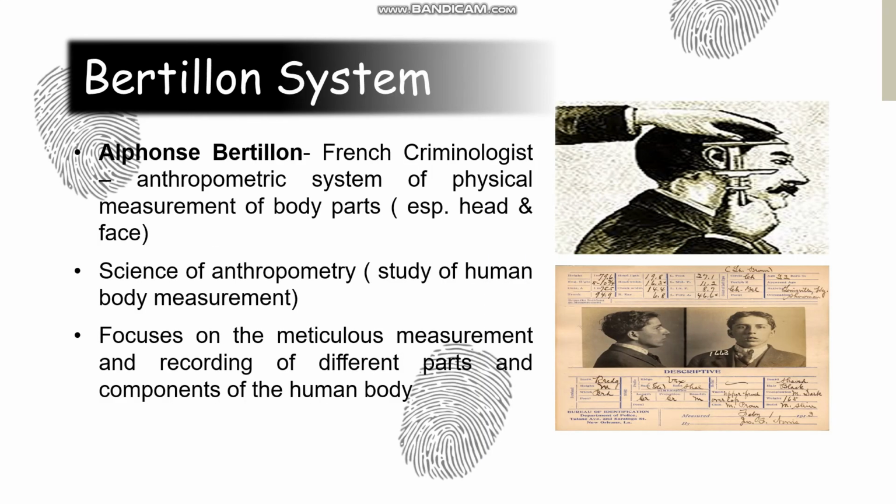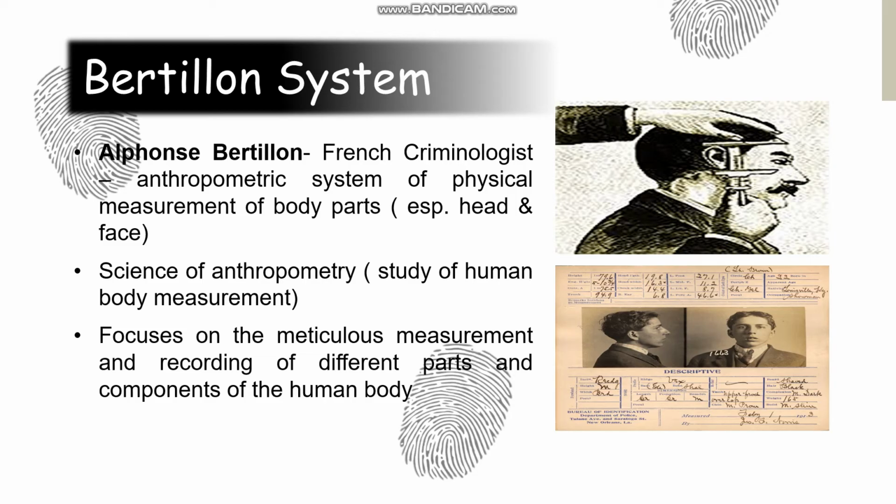Next, the Bertillon System. So, mapapag-usapan din natin to sa history ng personal identification or the history of the fingerprinting. Pasadahan natin ngayon. It is devised by a French criminologist named Alphonse Bertillon. So, it is an anthropometric system of physical measurement of body parts, especially the head and face. So, it is the first systematic attempt, diba, in the history at personal identification na kung saan we are referring dun sa physical measurement ng isang tao in order for us para ma-identify natin kung sino ba siya. Diba?